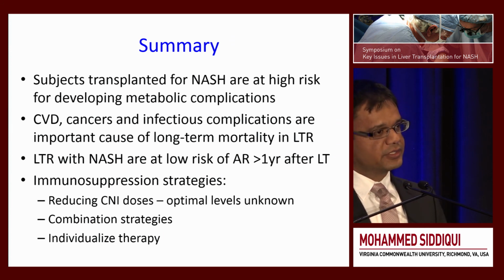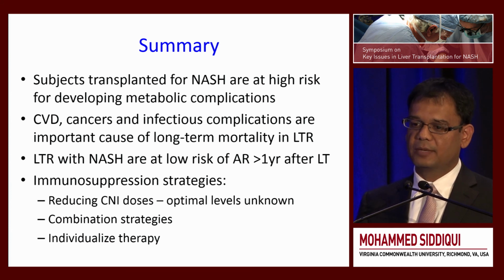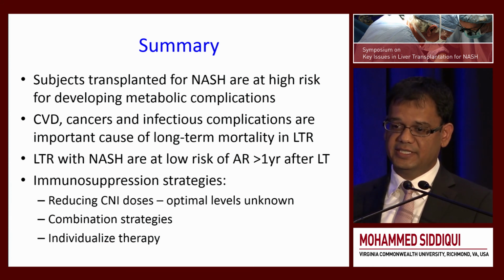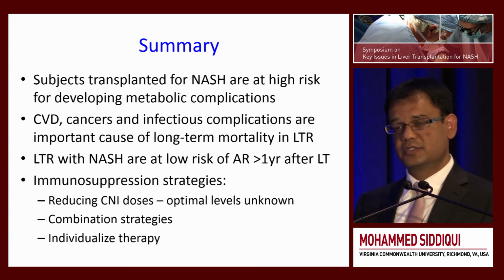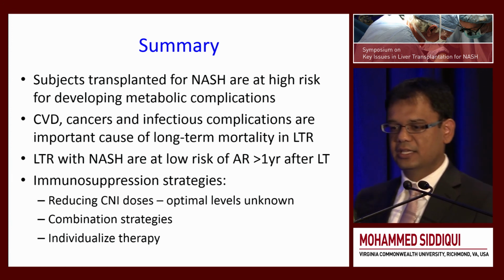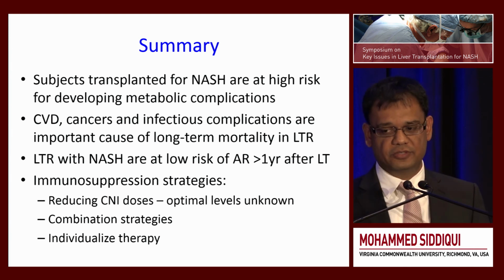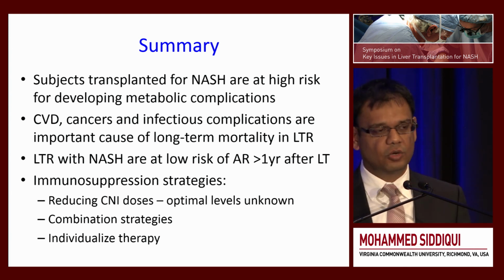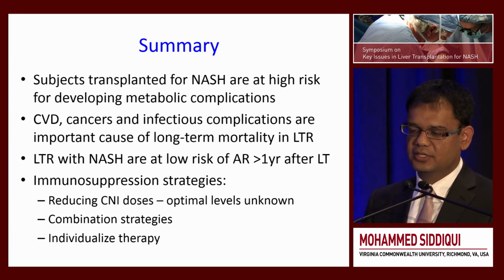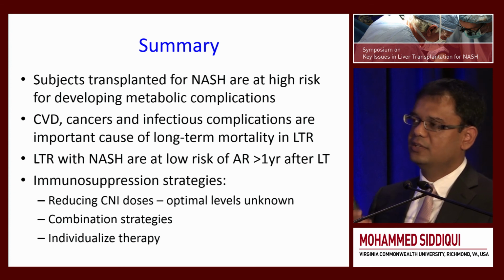So to summarize the findings, subjects transplanted for NASH are at high risk for developing metabolic complications and recurrent disease. Cardiovascular disease, cancers, and infectious complications are important causes of long-term mortality in liver transplant recipients. Liver transplant recipients are at low risk for developing acute rejection and don't really develop chronic rejection, at least in our case series. And then immunosuppression strategies in these patients should be individualized.